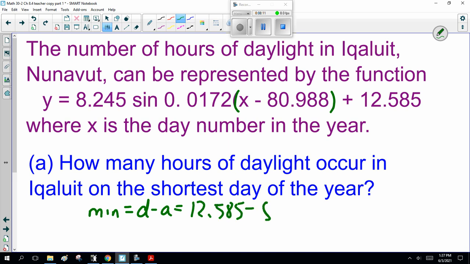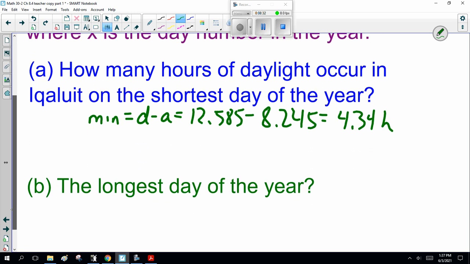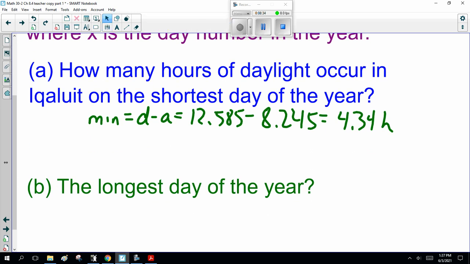minus 8.245, which is what? Now, the calculator says 4.34 hours. That's rough. 4-something hours on the shortest day of the year. And then the longest day of the year, we get like 7 or 8. Oh, longest day of the year.